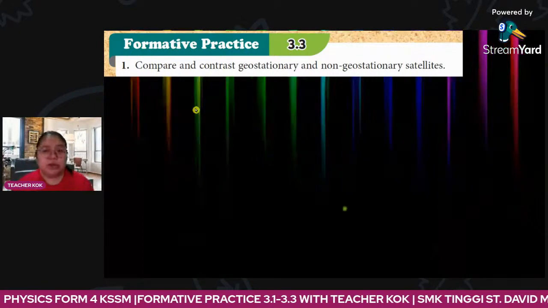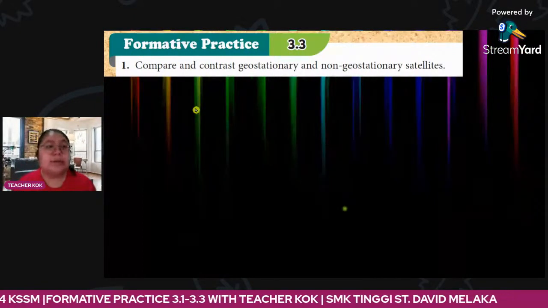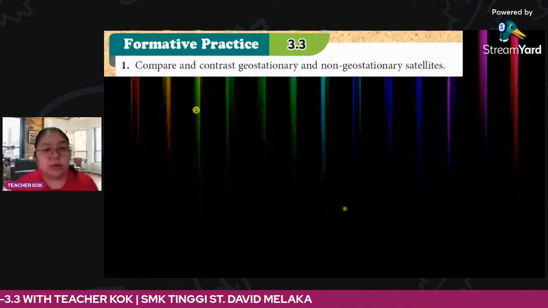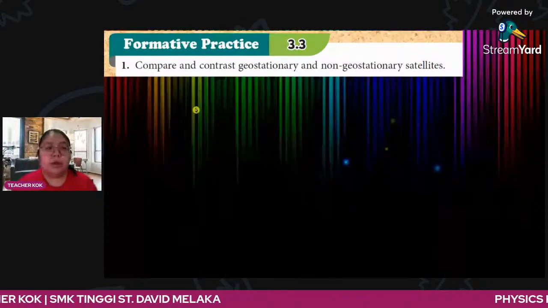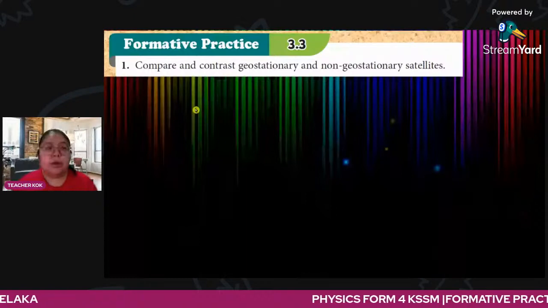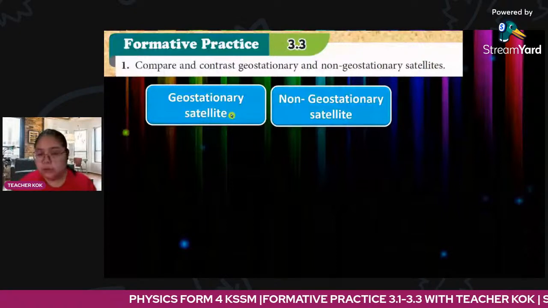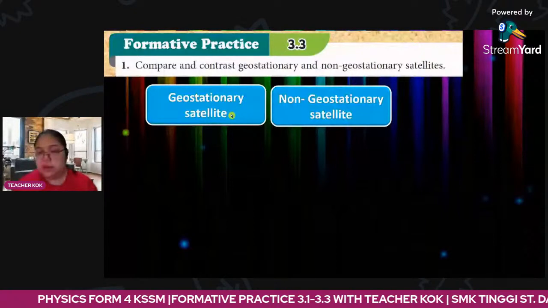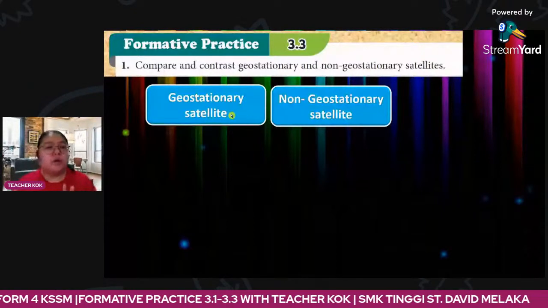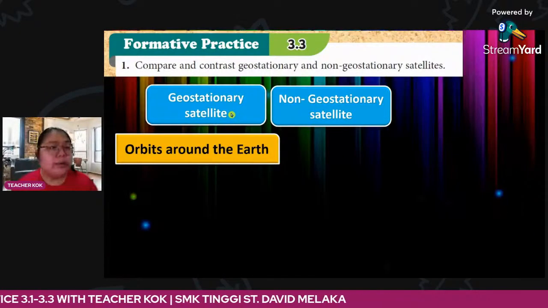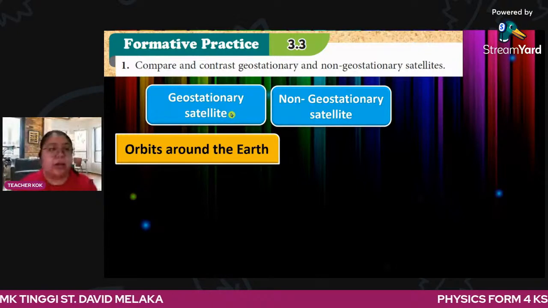Okay, let's see the similarity. We compare them. Normally we compare the similarities and also the differences. Okay, first step, we see the similarities between the geostationary and non-geostationary first. So the first one, both orbit around the Earth. This is a similarity. I don't care whether you are non-geostationary or geostationary, you also orbit around the Earth.